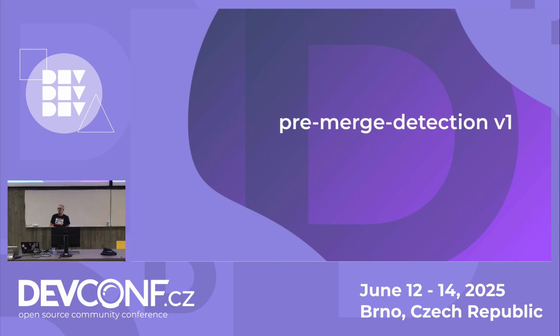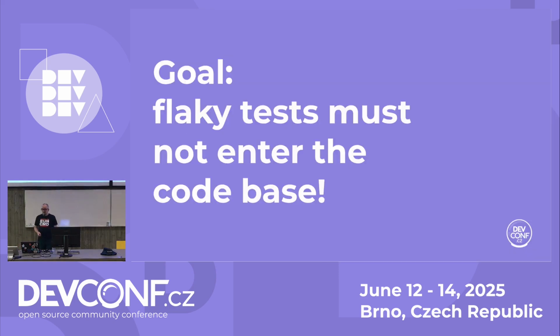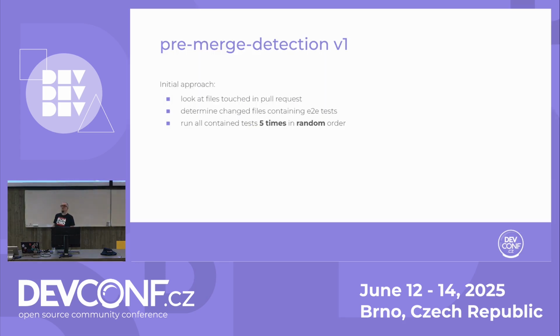So let me tell you what we did to try to tackle this problem. A couple of years ago, we already started with that. We wanted to achieve one goal: flaky tests must not enter the code base. How do we want to achieve that? We were looking at the files that have been changing. Then we were determining from that which tests have been changed, and then we were running them. Basically, we were running them 5 times in random order.